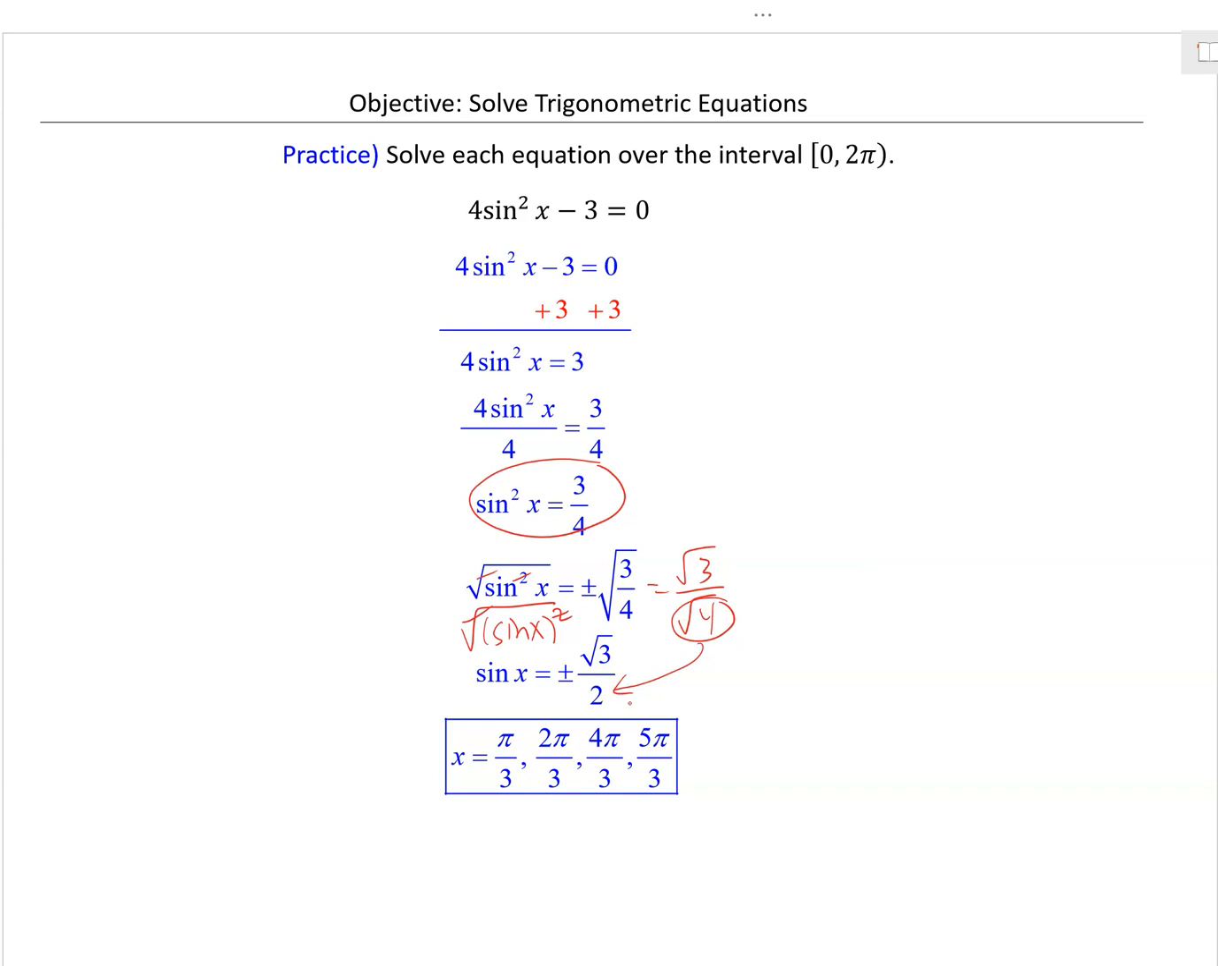So now we need to know, well, what angles have a sine ratio of either positive or negative square root of 3 over 2. And that's again going to be all 4 quadrants. And those are our thirds, as you can see. So pi thirds in the first quadrant, 2 pi thirds in the second, 4 pi thirds in quadrant 3, and 5 pi thirds in quadrant 4. All right.